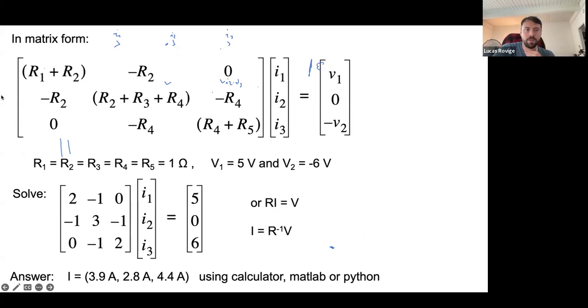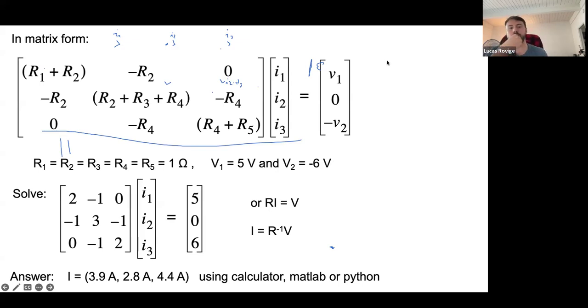Do the same thing for the second equation. So minus R2 multiplied by I1, the sum of all these three resistors multiplied by I2, minus R3 multiplied by I3, is equal to minus this potential. And same thing for the third equation, we write it this way. And so we have written this linear system in a matrix form.